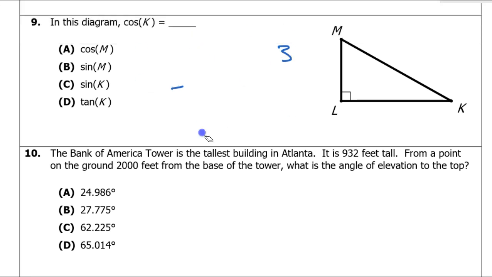So here's the same thing with just a different picture. The cosine of one angle should equal the sine of the other angle. So the cosine of K should equal the sine of M. So the answer is B.